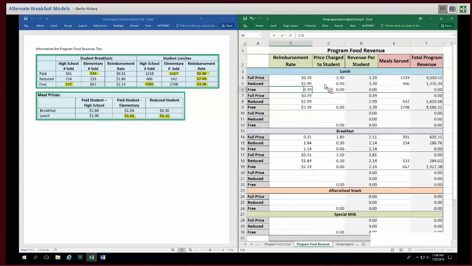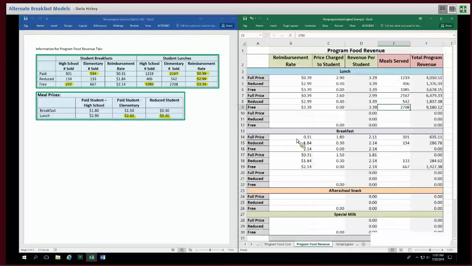Then we'll enter the price charged to the students. At high school, they were getting charged $2.90, and at elementary school it is $2.60. And the reduced students at the elementary school were 40 cents. Then I'll enter the number of meals served during that 5-day period. At high school, I had 1219 paid, 406 reduced, and then I had 1085 free. So I'll enter that free number here. Then at elementary, I had 2167 full, so I'll enter that here, 542 reduced and 2708 paid.